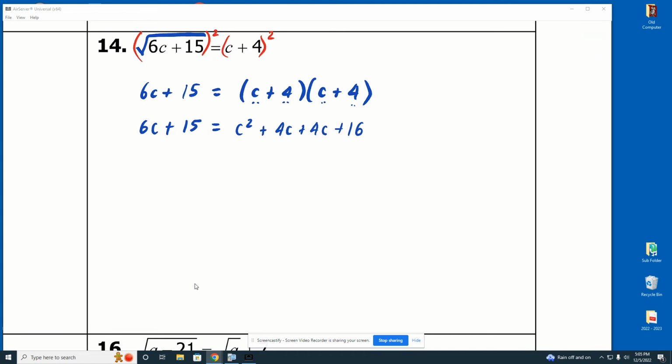Now don't forget, and I'm going to go ahead and erase this. Hopefully you're following along. This 4c plus 4c, those are like terms. I'm going to make that 8c. Now, everything's looking pretty good.